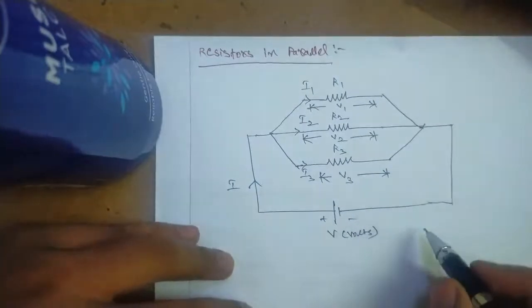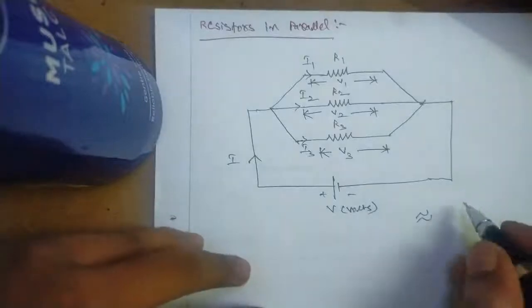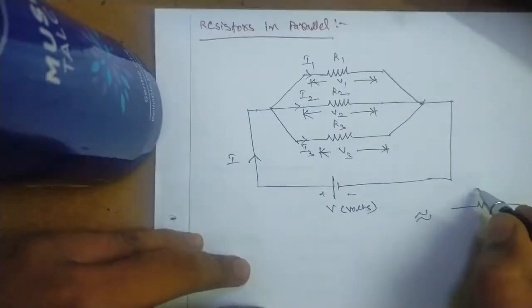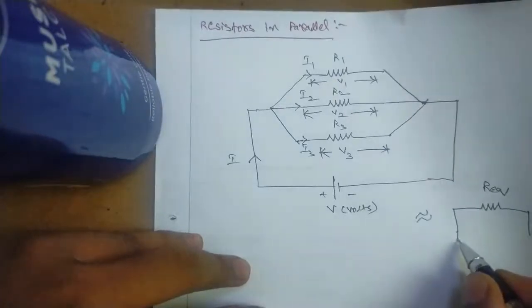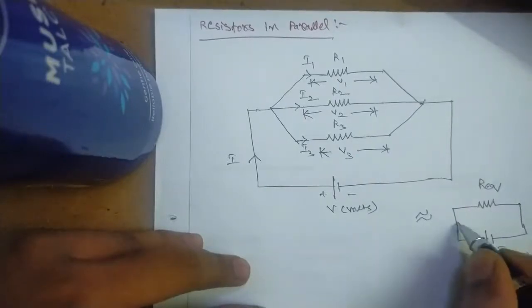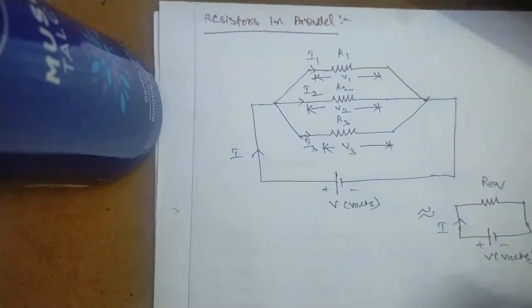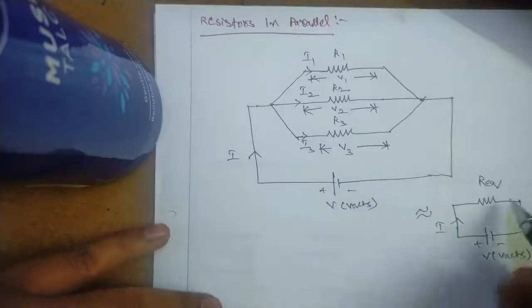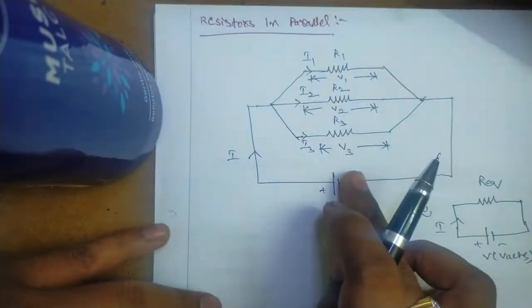Now the equivalent circuit of these three resistors connected in parallel is taken like this. This is R equivalent, which is connected across the same voltage source V volts, and the same total current I will pass into this equivalent circuit. This small circuit with R equivalent is the equivalent of these three resistors connected in parallel.